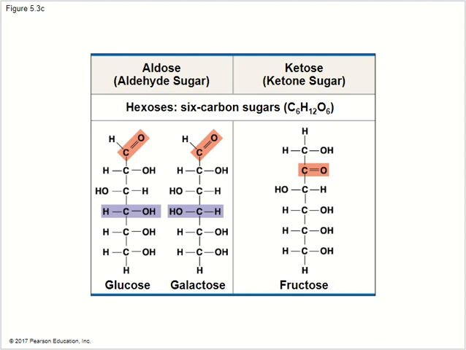Interesting to note is that glucose and galactose are simply isomers. They have the same chemical formula, but one carbon in the chain has the hydroxyl group on one side in glucose, whereas in galactose it's on the other side.